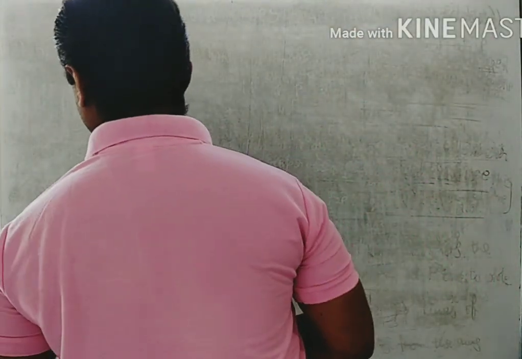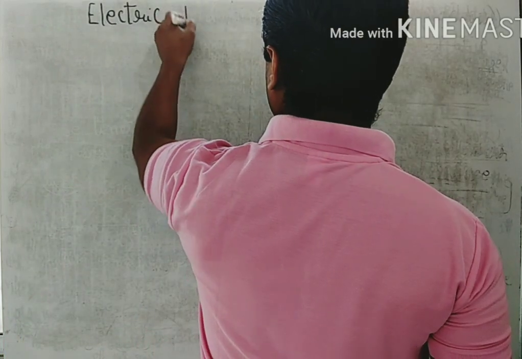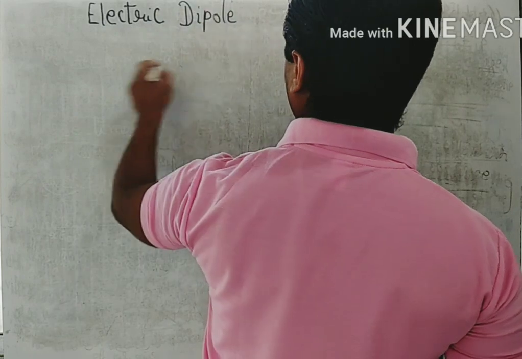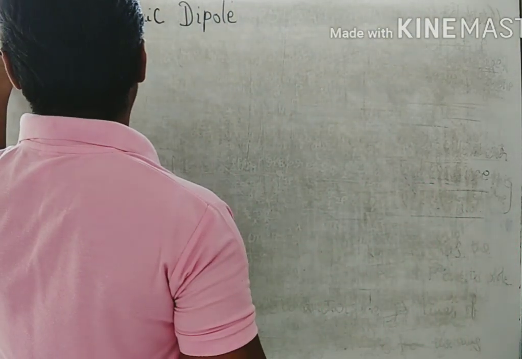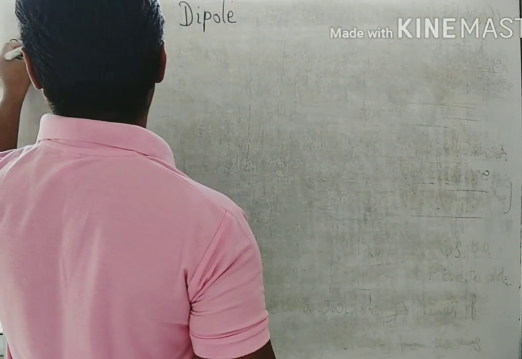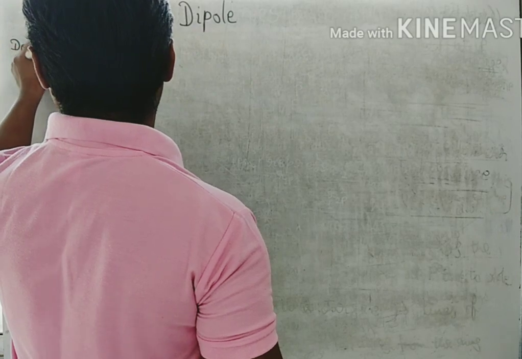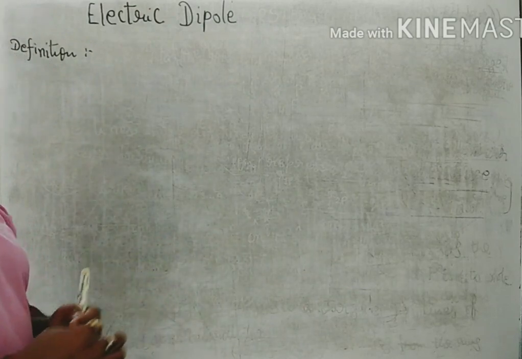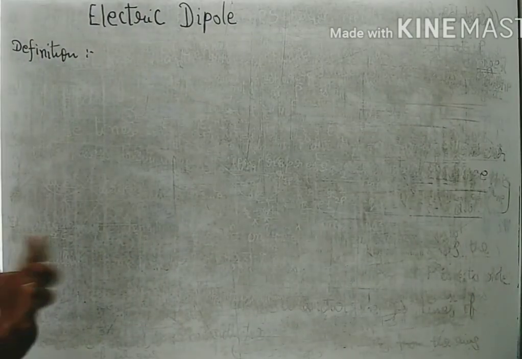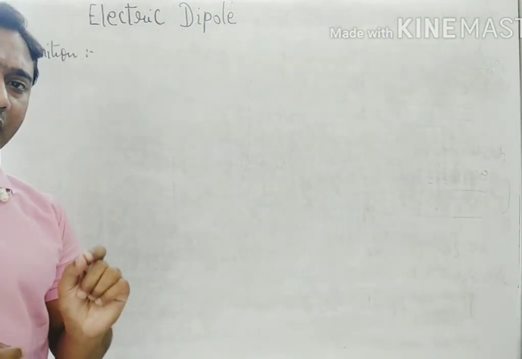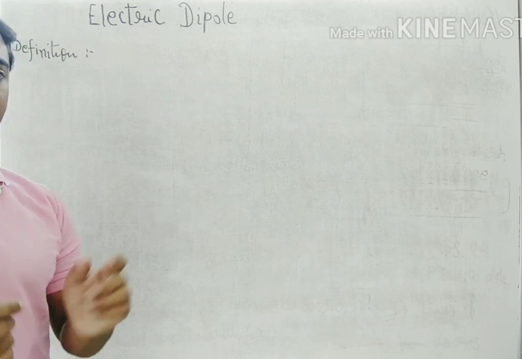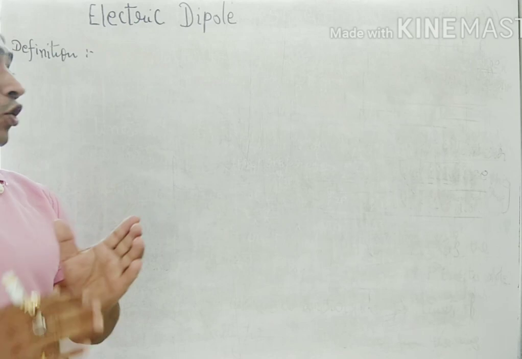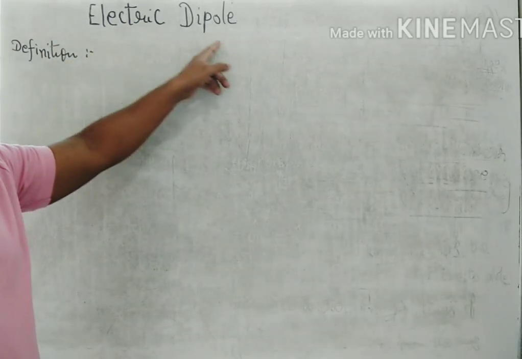So here we can say electric dipole is our next topic. So to define it, what can we say? An assembly of two unlike point charges placed very close to each other forms an electric dipole.